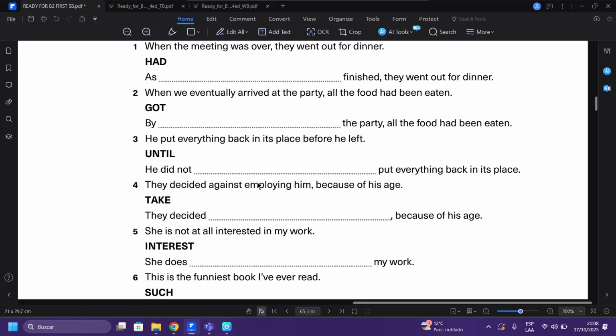The next one. When we eventually arrived at the party, all the food had been eaten. Right? By the... Have you ever heard about this? It is an expression, a fixed expression actually.